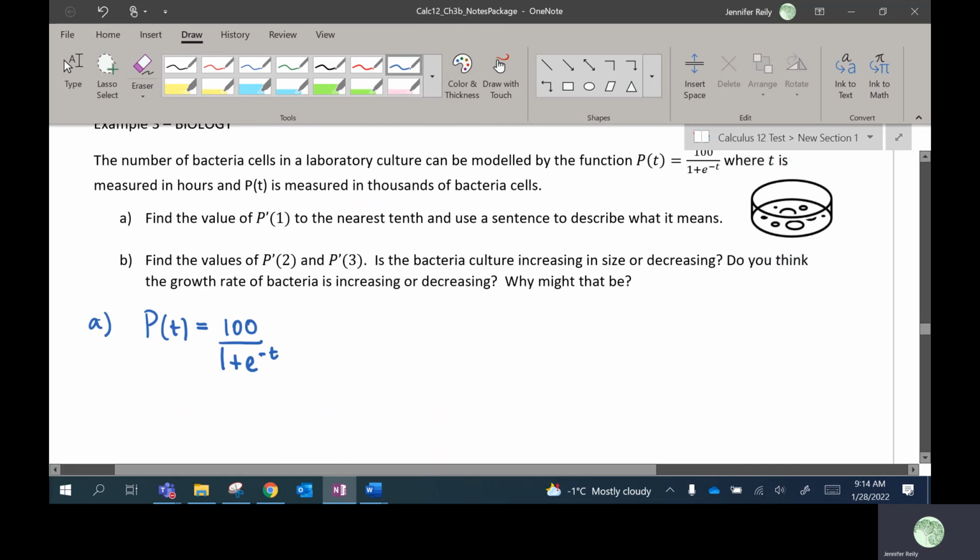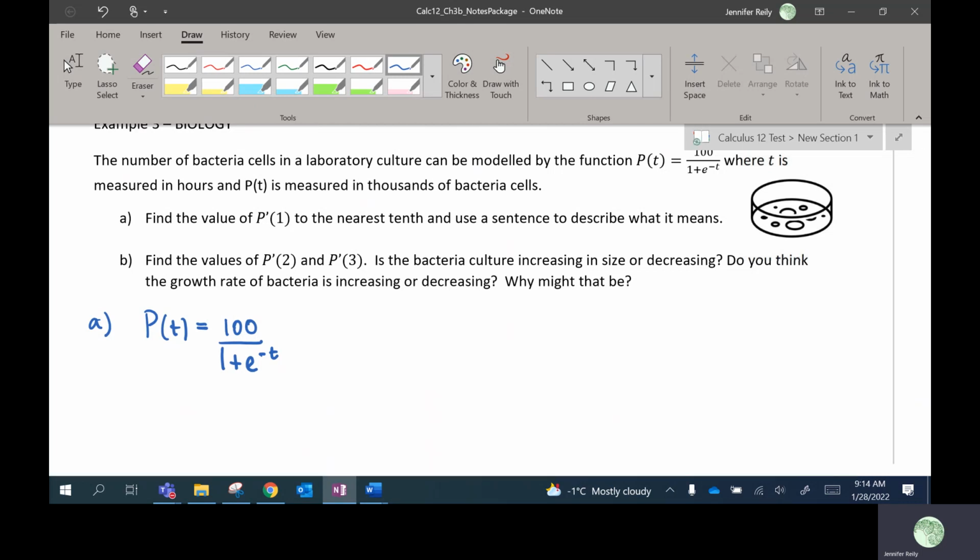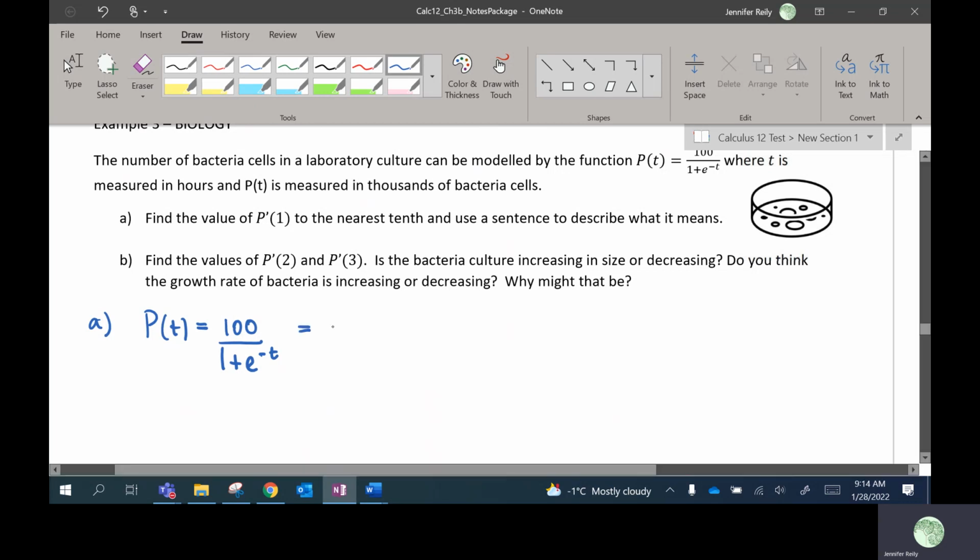I don't like the quotient rule, so I like to avoid it as much as possible. Especially when you have just a constant in the numerator, I like to rewrite this like this: 100 times (1 plus e)... Now you don't have to do this, but I find it a lot easier. And then I don't have to use the quotient rule, and I simply have that constant multiple in front, so I can just ignore it.